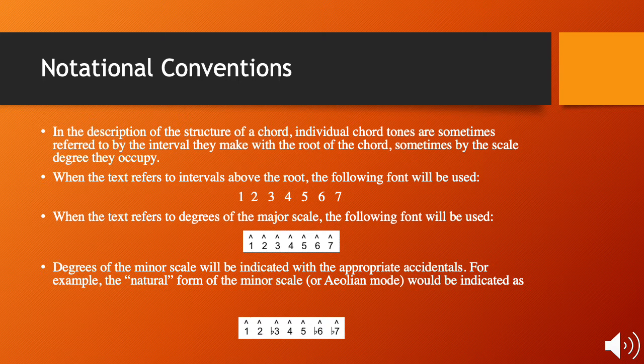Degrees of the minor scale will be indicated with the appropriate accidentals. For example, the natural form of the minor, also known as the Aeolian mode, would be indicated as 1, 2, flat 3, 4, 5, flat 6, flat 7.